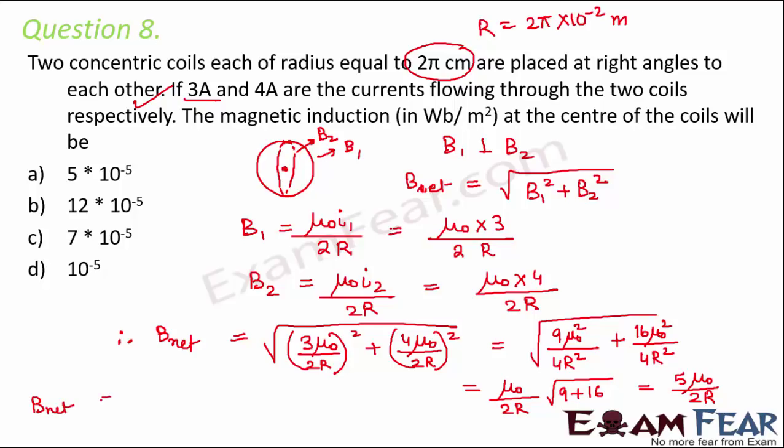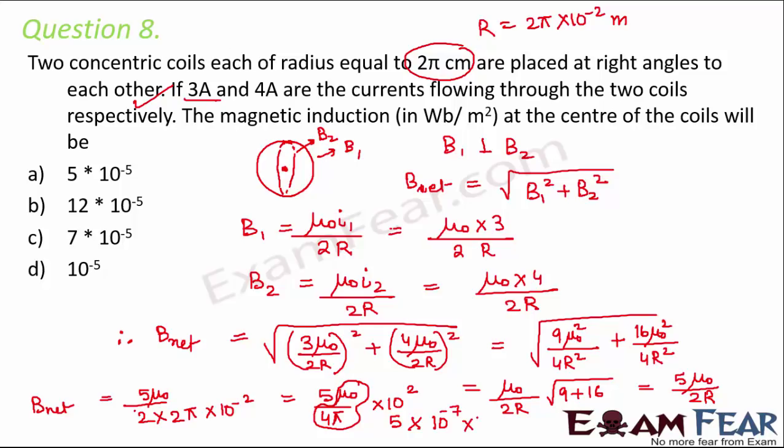So B net will be equal to 5 mu naught divided by 2 into 2 pi into 10 to the power minus 2. So this is equal to 5 divided by 4 pi mu naught into 10 to the power 2. So mu naught by 4 pi is equal to 10 to the power minus 7. So this will be 5 into 10 to the power minus 7 into 10 to the power 2. This is equal to 5 into 10 to the power minus 5 Tesla. So this is the net value of magnetic field. So option A is the correct one.